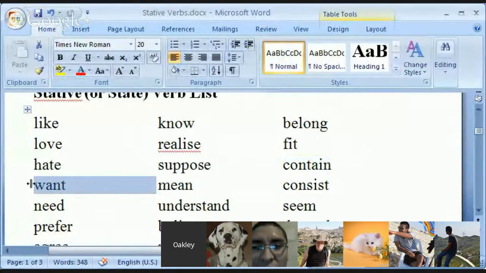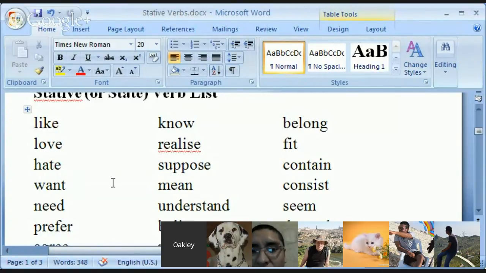Okay, Daria, how about want? I think that we never can use want in a dynamic way. I am wanting you to explain why. Well, that sounds silly, doesn't it? Yeah, well, maybe I'm wrong. Maybe I don't want to. You could say.